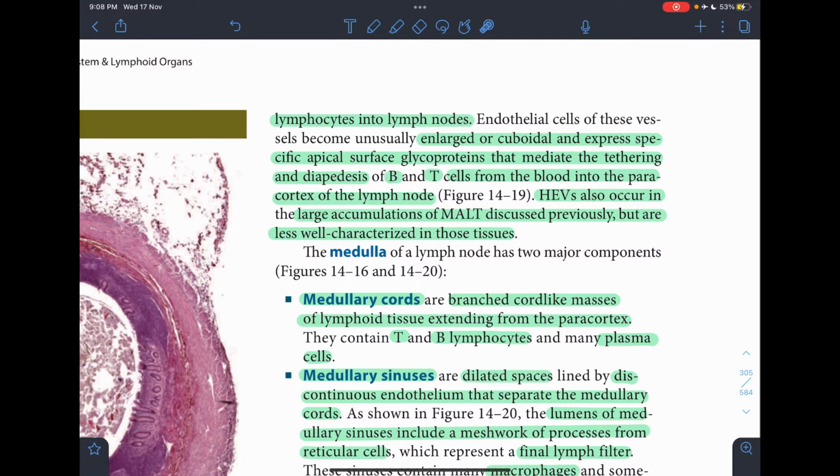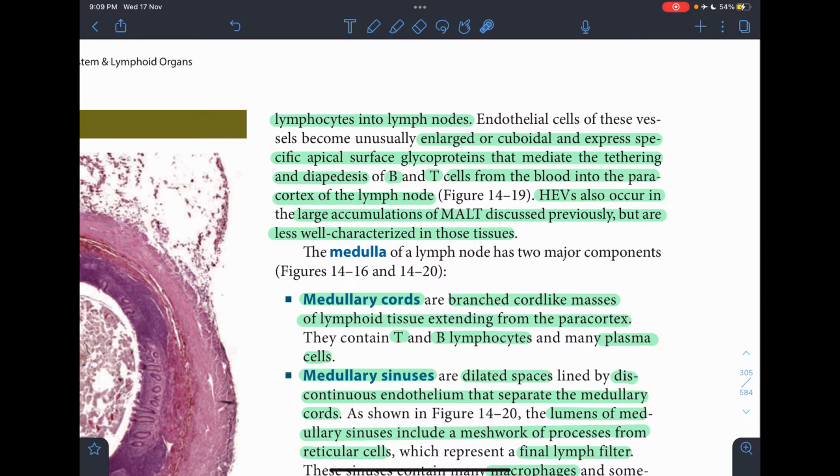Endothelial cells of these vessels become unusually enlarged or cuboidal and express specific apical surface glycoproteins that mediate tethering and diapedesis of B and T cells from the blood into the pericortex of the lymph node. HEVs also occur in the large accumulations of MALT discussed previously, but are less well characterized in those tissues. So we have HEVs in two areas in the body: first in the pericortex, and also in the MALT, but in the MALT they are less well characterized.